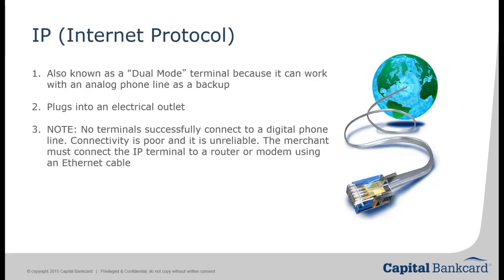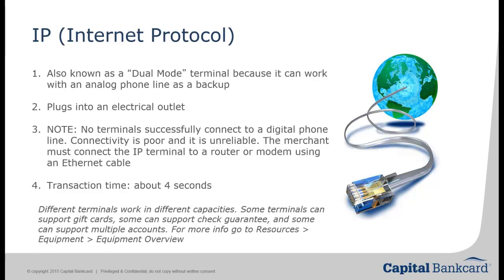Different names for the same thing there. But definitely want to hook it up with an Ethernet cable to a router to get the best results. Now, one of the benefits is the transaction time is much faster. You're looking at about 4 seconds. That's about half the time, and that's definitely going to add up when you have a merchant that's dealing with any type of busy situation, whether it's a coffee shop, a deli, a newsstand, anything with a big line. This is going to make a big difference to them. They'll really appreciate it. And same disclaimer here, different terminals work in different capacities. Do check CB Headquarters to learn more about which terminals have the specific features that your merchants need.